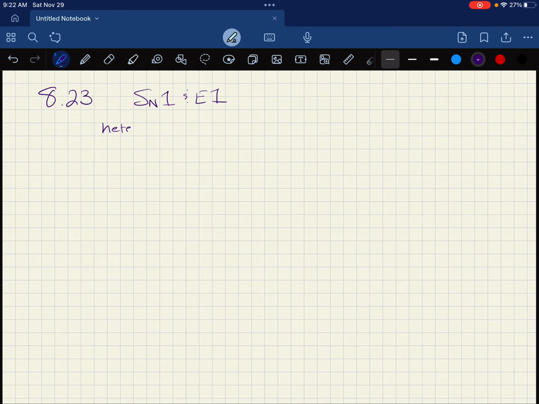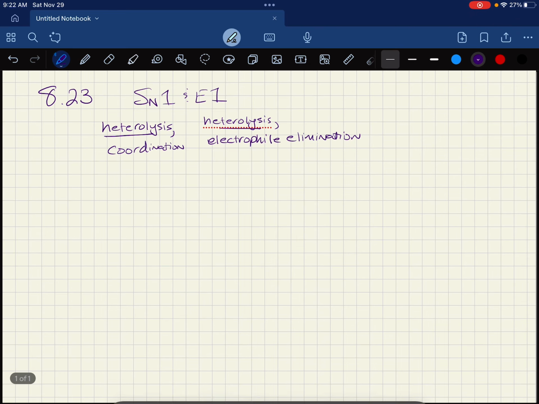heterolysis step. So SN1 is a heterolysis step followed by a coordination step. E1 is heterolysis followed by an electrophile elimination step. So both of them undergo heterolysis, and then with heterolysis, the intermediate that's formed is going to be a carbocation intermediate.